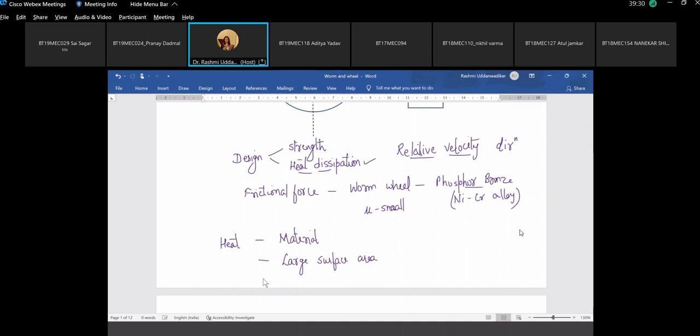What else is done for heat dissipation? What is normally done in vehicles or in engines or in machines for heat dissipation? Fins. Yes, that is one of the ways, but yeah, oils and coolants. So a large amount of lubricant or coolant is added. So we will be using lubricants and coolants for heat dissipation.